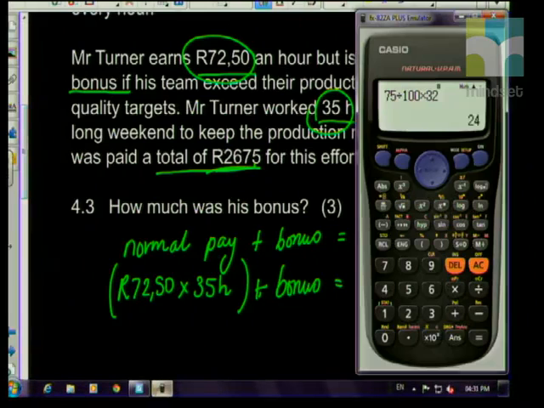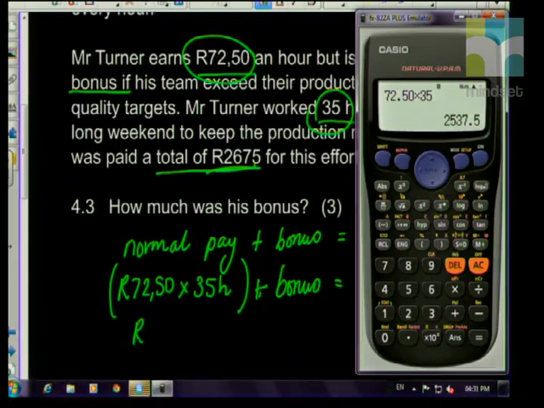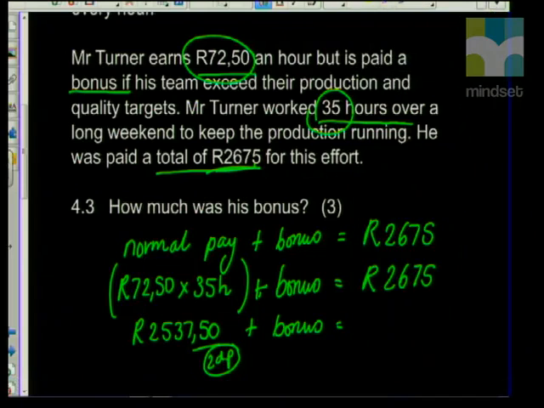We just get our calculator out and say 72 Rand 50 times 35, and I get an answer of 2,537 Rand. And when I've got comma 5, I always need to add on an extra decimal place because money has 2 decimal places, remember? Okay, plus my bonus is equal to this 2,675 Rand.